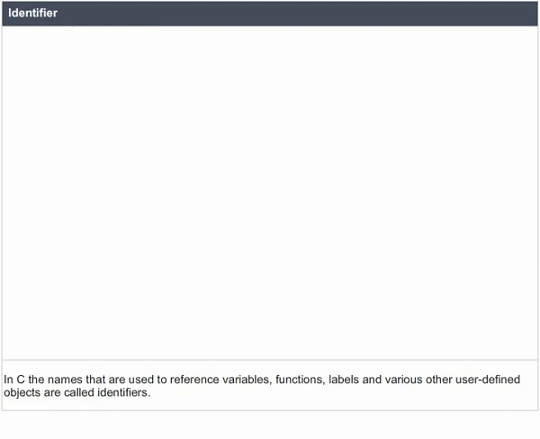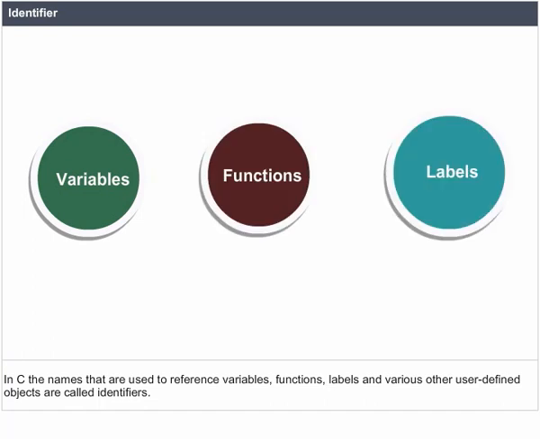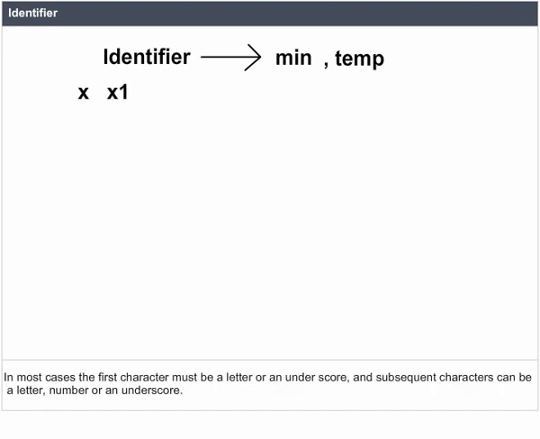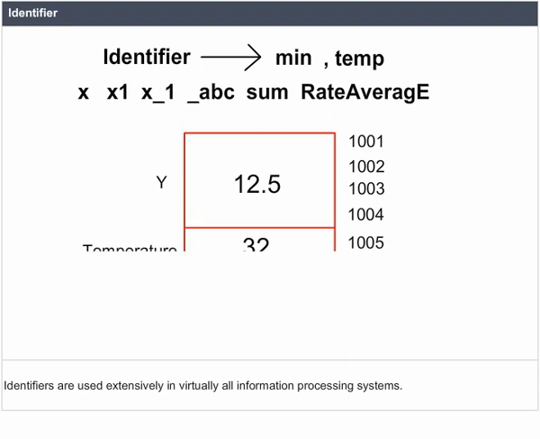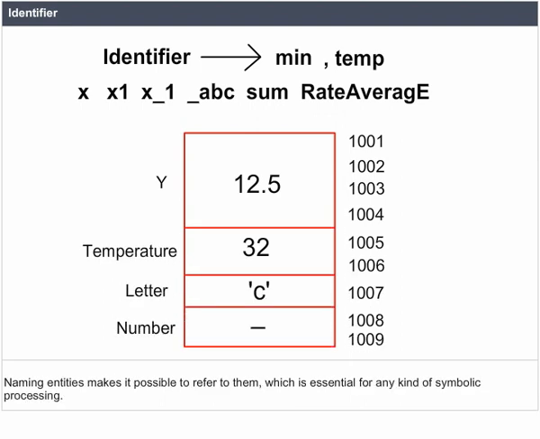Identifier. In C, the names that are used to reference variables, functions, labels, and various other user-defined objects are called identifiers. The length of an identifier in C can vary from 1 to several characters. In most cases, the first character must be a letter or an underscore, and subsequent characters can be a letter, number, or an underscore. Identifiers are used extensively in virtually all information processing systems. Naming entities makes it possible to refer to them, which is essential for any kind of symbolic processing.